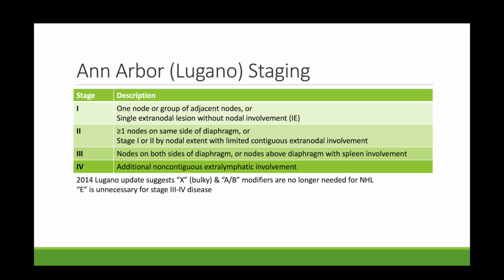Now, in Hodgkin lymphoma, we typically will add some modifiers such as A or B based on whether or not the patients have B symptoms. X is added for bulky disease, and E is added for extranodal disease. The 2014 Lugano update largely gets rid of these. So it says that X and A and B modifiers are no longer needed for non-Hodgkin lymphoma, and E is unnecessary for stage 3 to 4 disease. So that's just based on the 2014 Lugano update. So just remember the modifiers are typically more commonly used with Hodgkin lymphoma. With non-Hodgkin, we don't add them in as much.